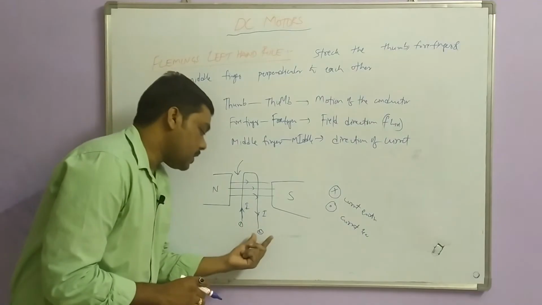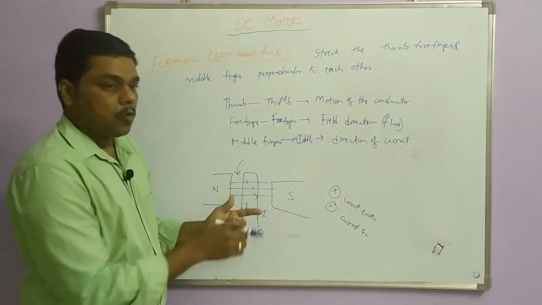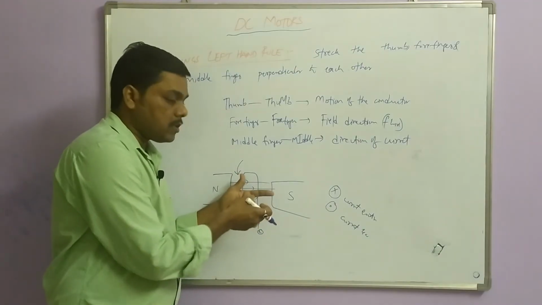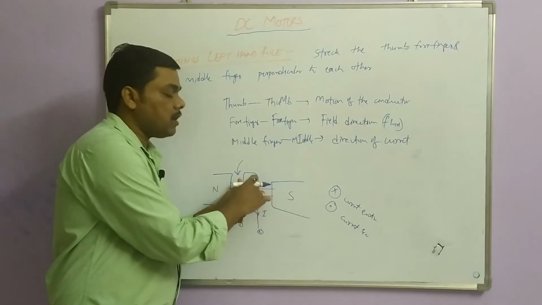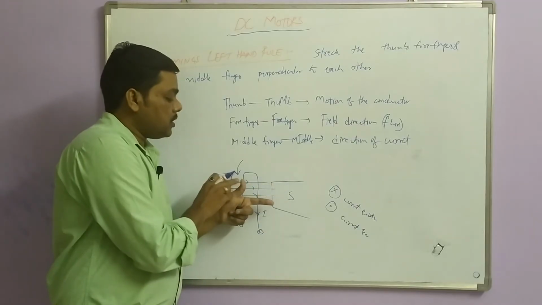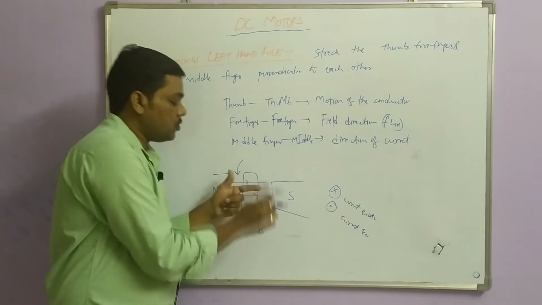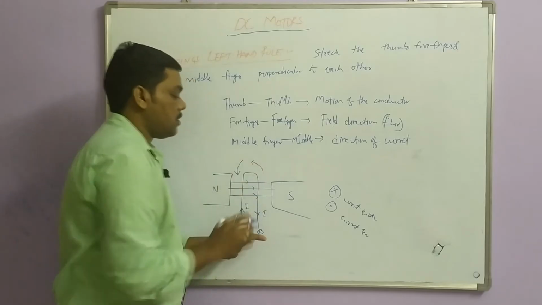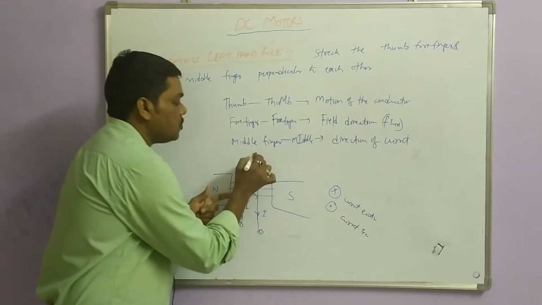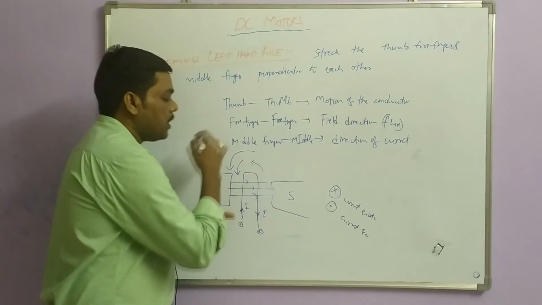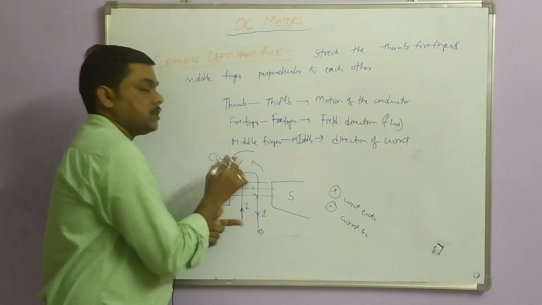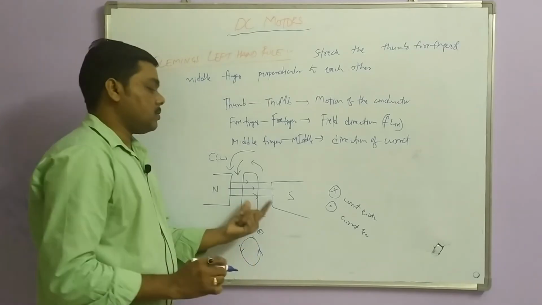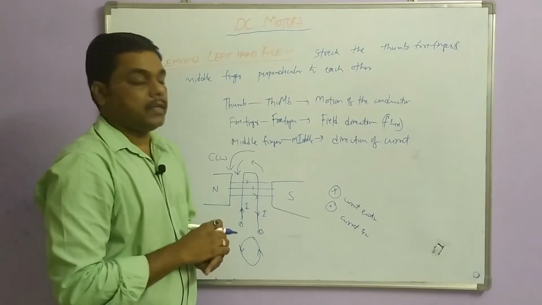Similarly for the second conductor, the current is outwards and the direction of flux is the same. So I am taking the middle finger outwards, and the flux direction is parallel, from north pole to south pole. Now see, the force is in the upward direction. So this conductor is trying to move upward. If you combine these two, the conductor is rotating in the anti-clockwise direction. So the direction of rotation is anti-clockwise. This motor is rotating in the anti-clockwise direction.